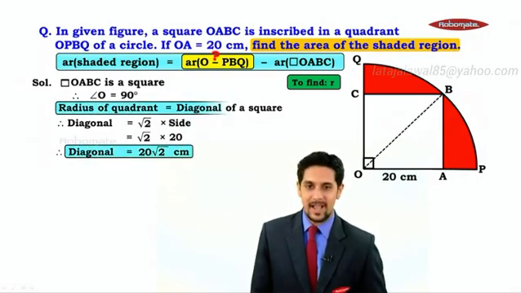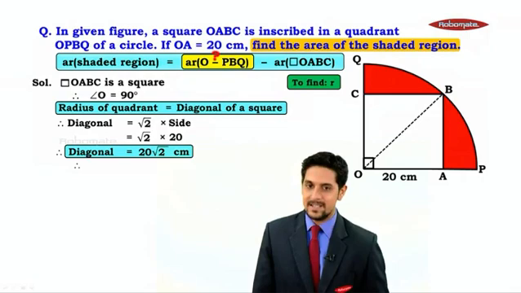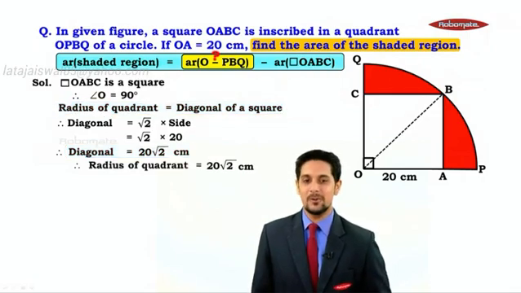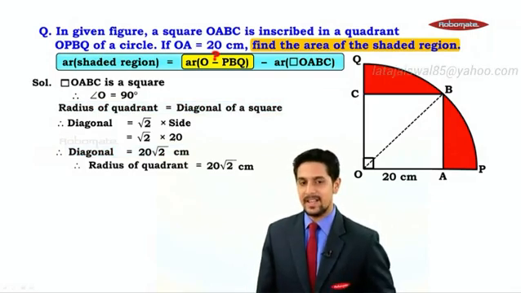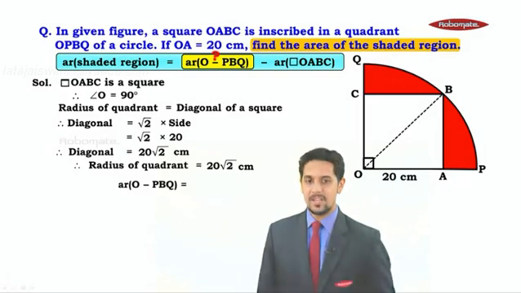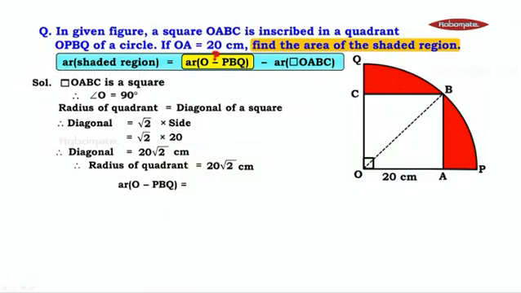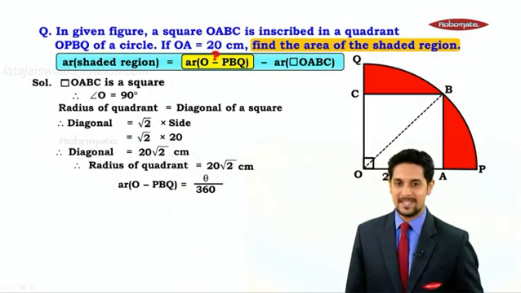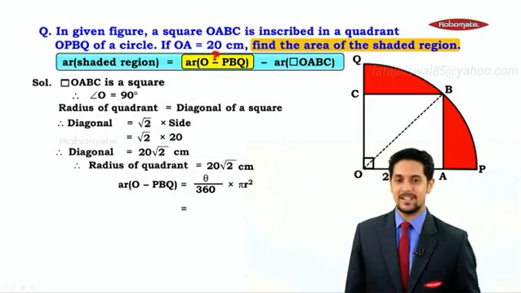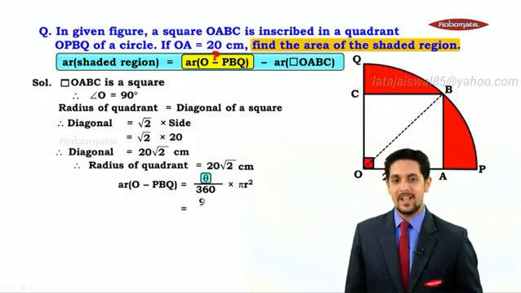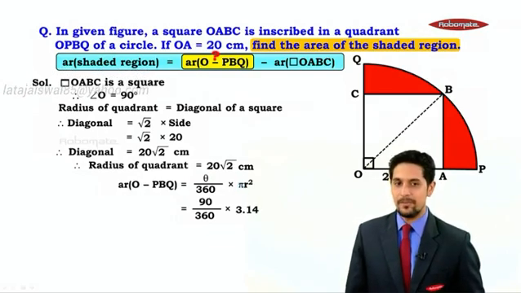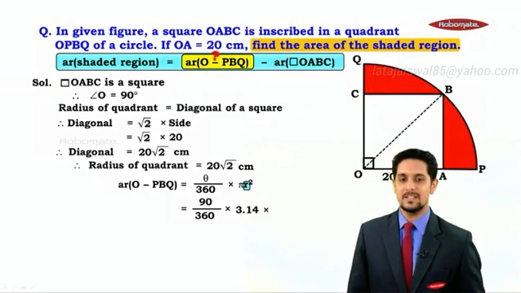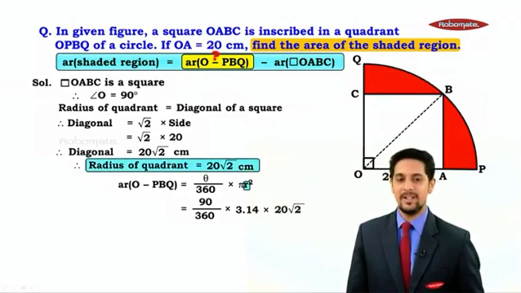As we have got the value of the diagonal, now we can get the radius, and the radius of the quadrant is equal to 20 root 2 centimeters. If we have found the value of the radius, now we can calculate the area of the sector. That is, area of the sector O dash PBQ is equal to theta upon 360 into pi r square. On substituting, we have the area of the sector is equal to 90 upon 360 into the value of pi is 3.14 into r square, which is 20 root 2 into 20 root 2.